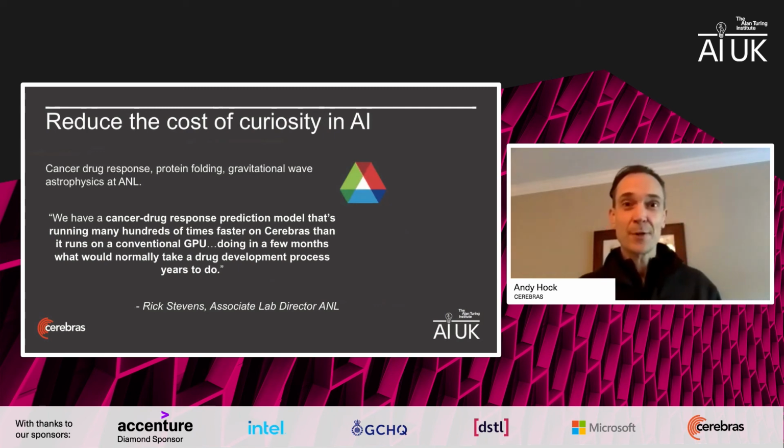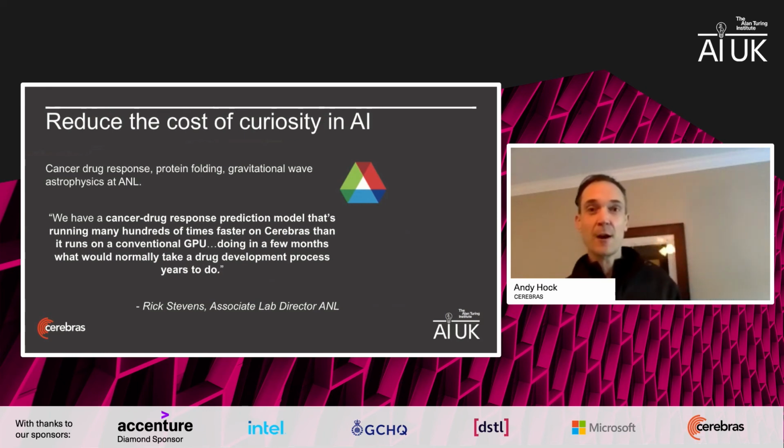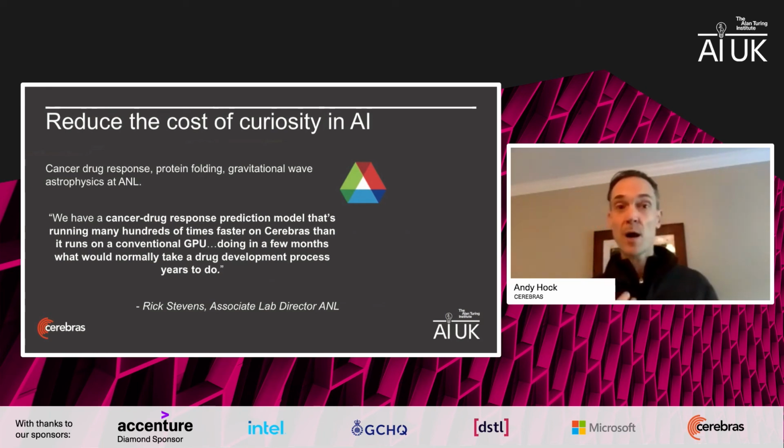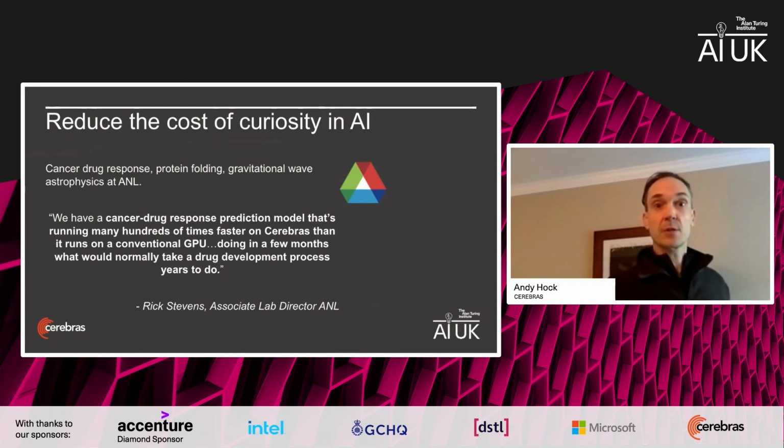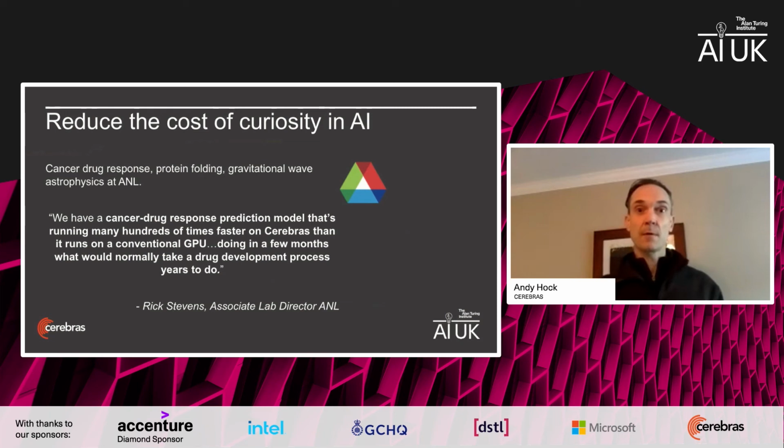We've been working for several years now with partners in the US Department of Energy, notably at Argonne National Laboratories. Our colleagues on research teams there are using the CS1 today for deep learning models associated with predicting cancer drug response, to model protein folding, to identify potential therapeutics for COVID-19, and also for models to understand and classify gravitational wave data from colliding black holes for astrophysics problems.